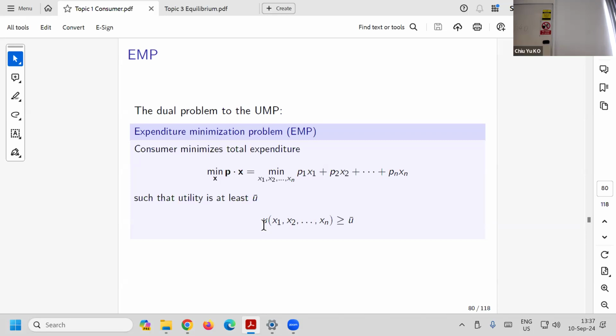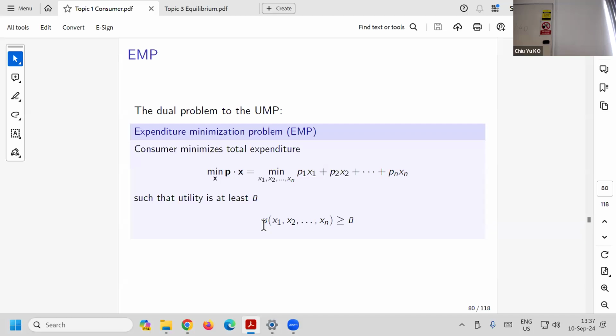So if you learn linear programming, you learn the same, okay? So the dual will be the consumer trying to minimize his budget to spend, subject to making sure that he's as happy as the minimum level U bar.